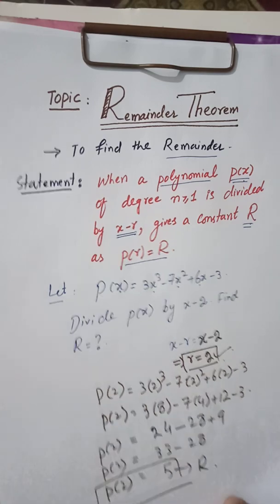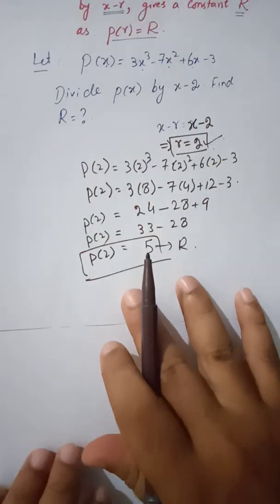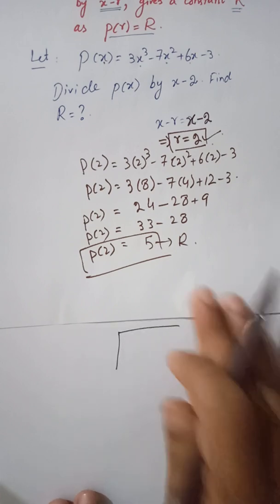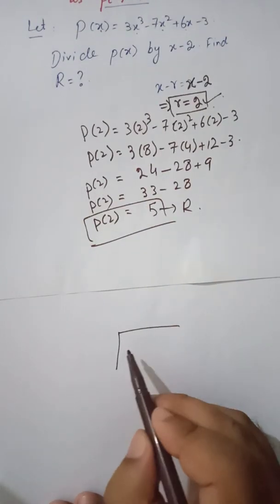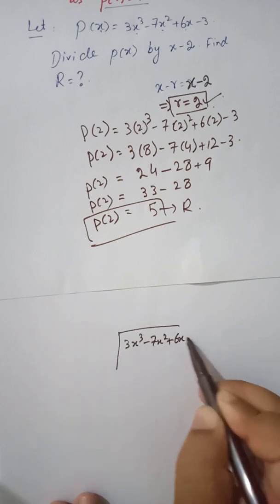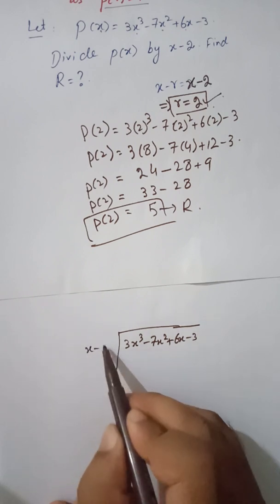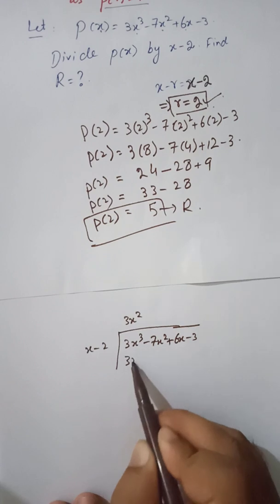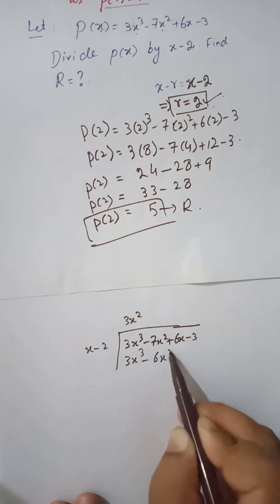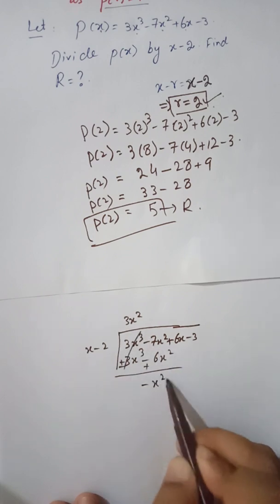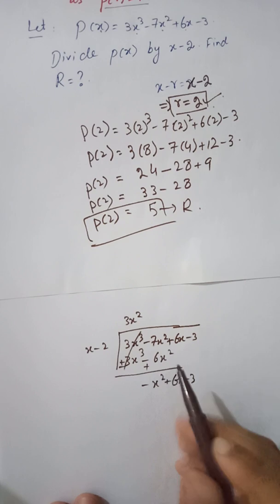So if I divide this polynomial by x minus 2 for your verification, you will see that the remainder must be 5. So 3x cube minus 7x square plus 6x minus 3 divided by x minus 2. I am multiplying x with 3x square. So this is 3x cube minus 6x square. Sign will be changed. So from here you will get minus x square plus 6x minus 3.